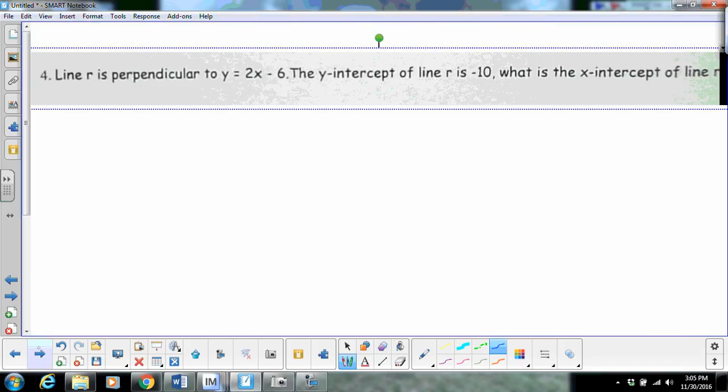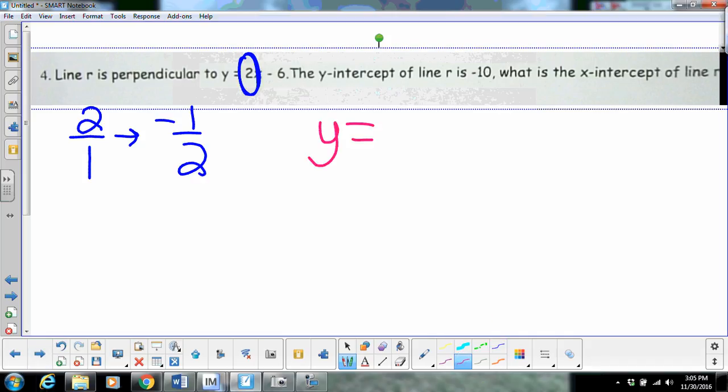Okay, I'm going to do one more because there weren't but maybe 6 problems on your homework in the first place. I'm going to do one more only because it's perpendicular. If you notice, our slope is already here, so our slope right now is 2 over 1. Therefore, our perpendicular slope, you have to flip it and change its sign. So now I'm going to use that for y equals negative 1/2 x minus 10.